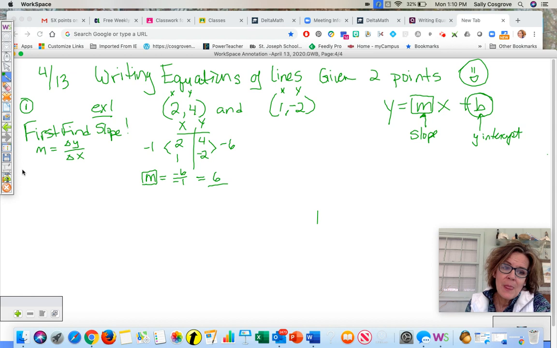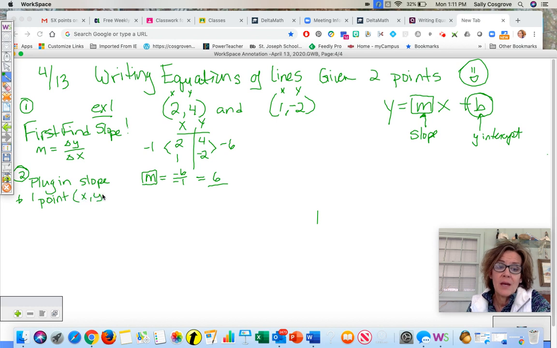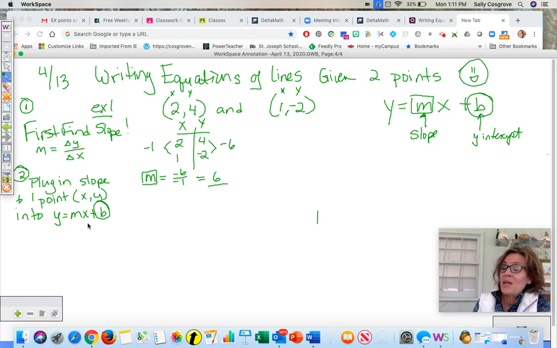This next step, after you find the slope, here's what you're going to do. You're going to plug in the slope and one of the points, either (2, 4) or (1, -2). It doesn't matter. Plug in the slope and one point, which is the x, y, into y = mx + b. So you'll plug in m, you'll take one of the points and put it in right here, and you'll have a number in for everybody except for guess who? b. You won't have anybody for b, so b will stay b, the letter, and we'll be able to solve and find out who b is.